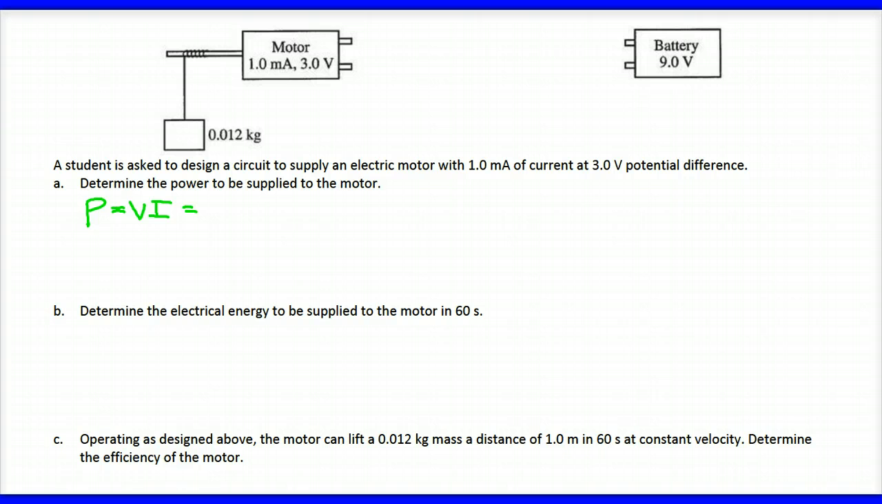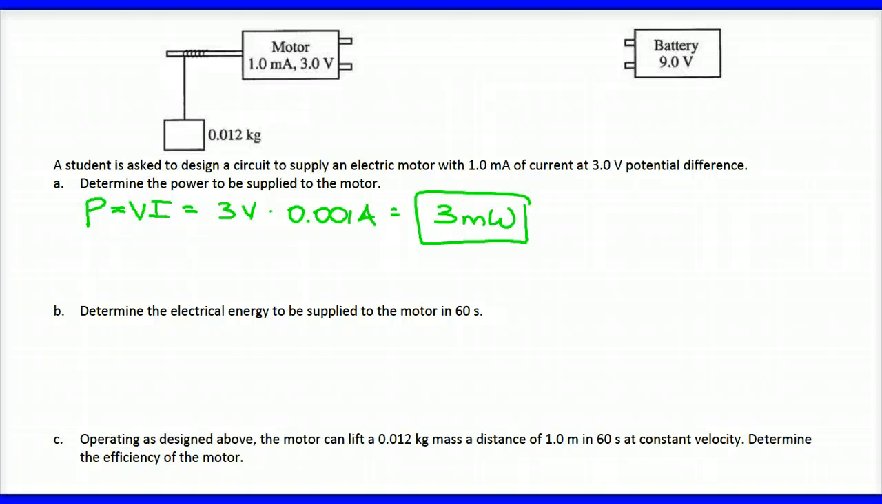So this is pretty straightforward. We're going to get 3 volts times 1 milliamp, or 0.001 amps. When you run that, you get 0.003 watts, or we can call that 3 milliwatts. That would be an acceptable answer. That's question A. Part B says determine the electrical energy.